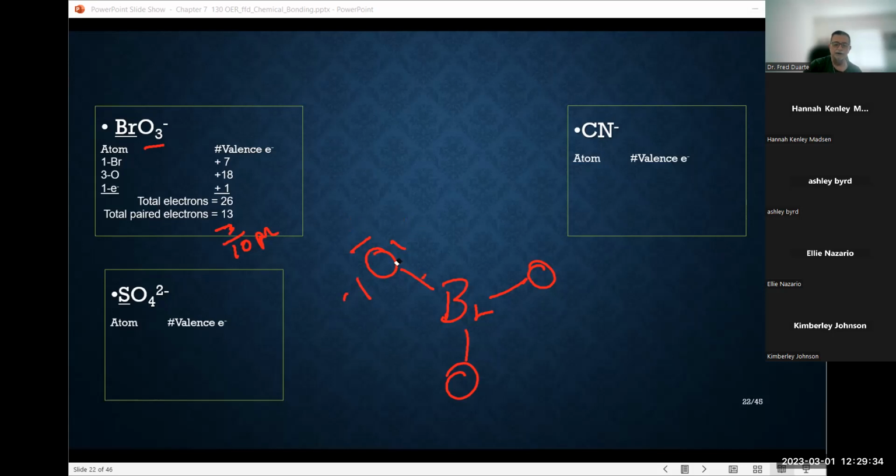Let me get rid of these extra lines here. Okay, so I move on to the next one. That took care of 3 pair, so I got 7 pair left over. I move on to the next oxygen. I had 3 there, 1, 2, and 3. That takes care of 3 pair again, so I got 4 pair to work with. And then again, add 3 pair to the other oxygen. And so now what I have left over is one pair.